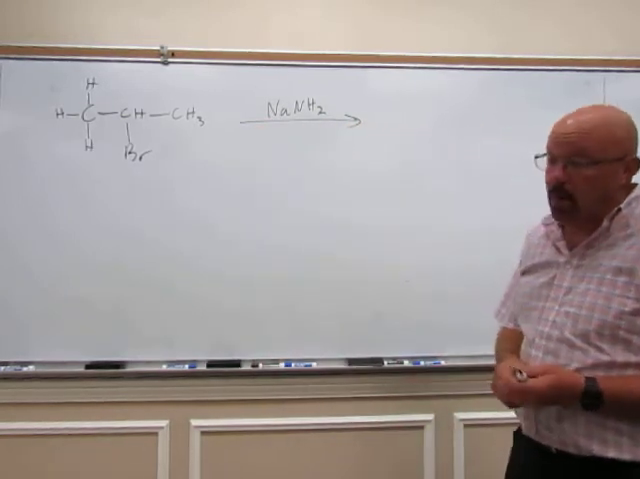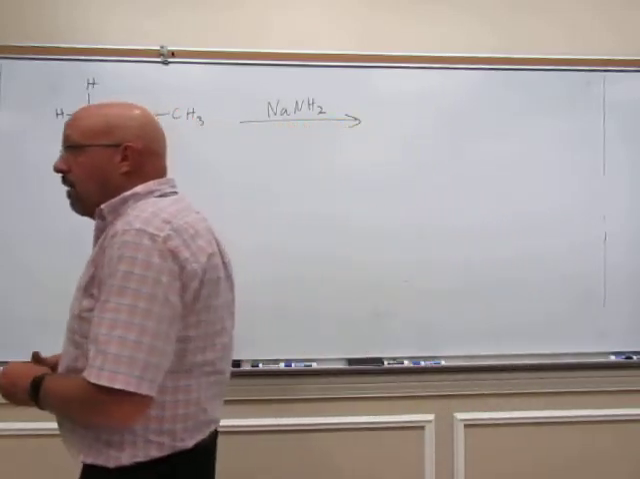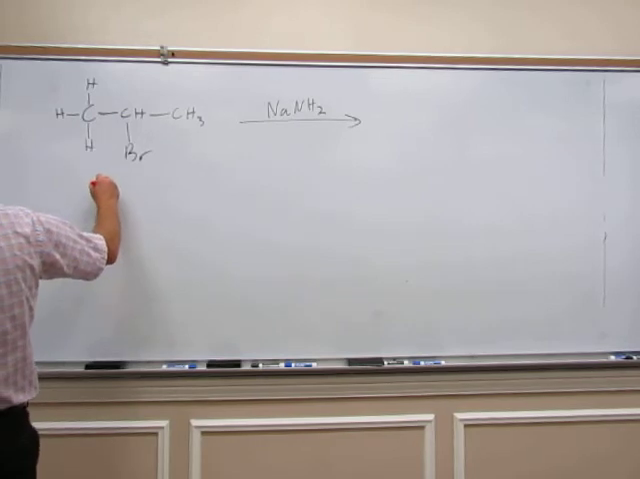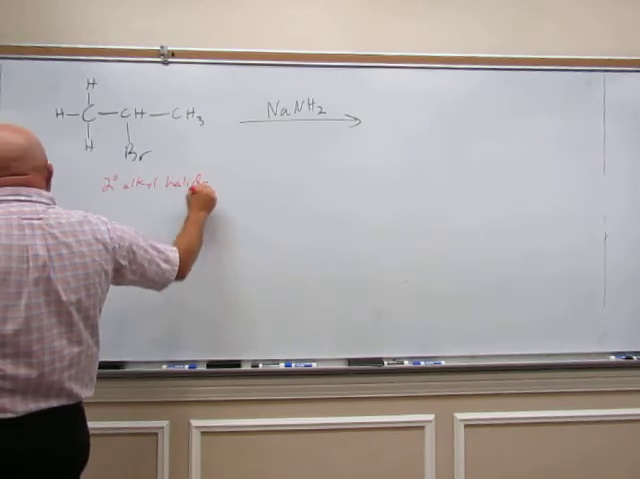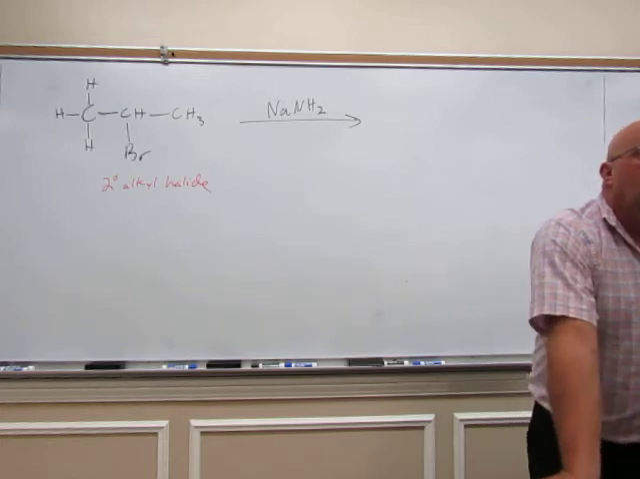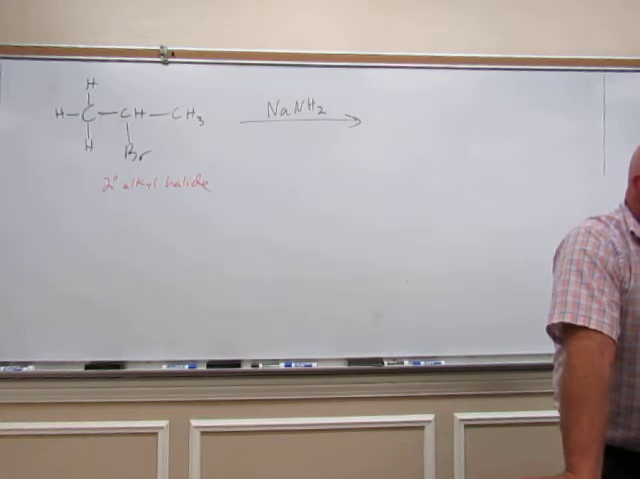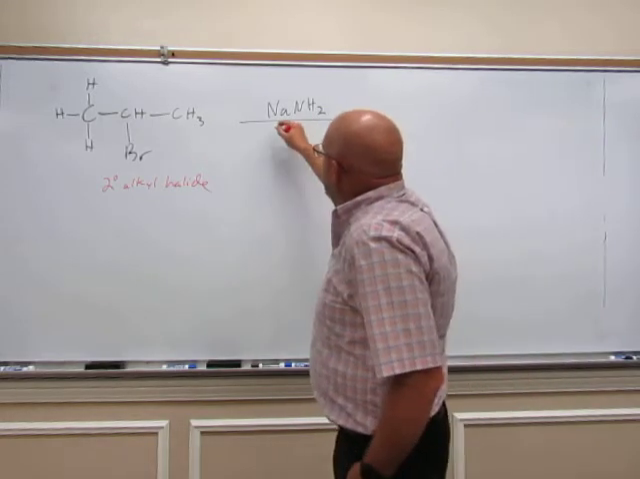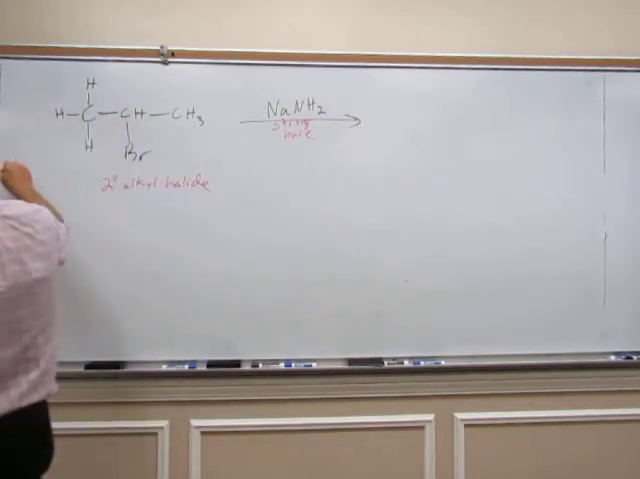Now, let's examine what we have, and then we'll go through our mechanism. If you look at our alkyl halide, this is a secondary alkyl halide. If you recall the chart that I gave you last time, secondary alkyl halides do SN2 with weak bases. They do an E2 with a strong base. This is a strong base. So this is going to do an E2 reaction.